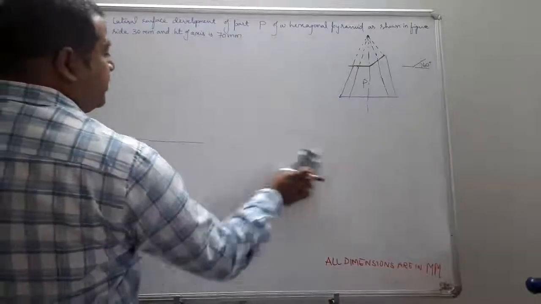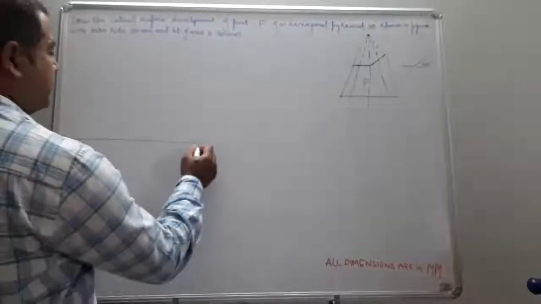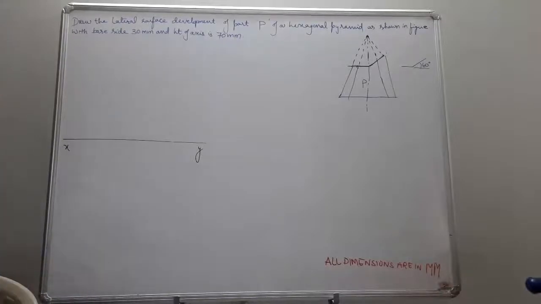So there is no need of this much of XY line. So first this was my XY. So what was the initial condition? The base is going to be resting on HP.